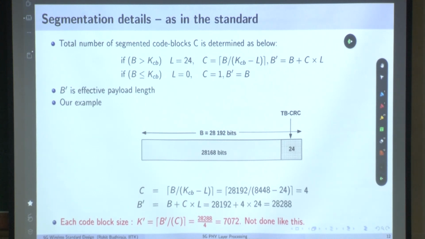But it is not done like this, okay? And why is it not done like this? Because as I said, the LDPC encoder cannot encode any arbitrary size like this. So we'll start from here in the next class. We'll take a break, and then we'll come back to the next class. Thank you.